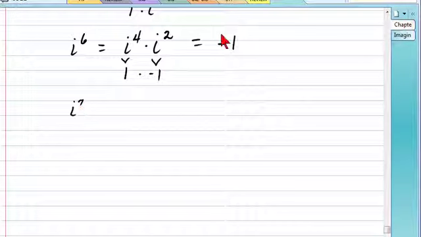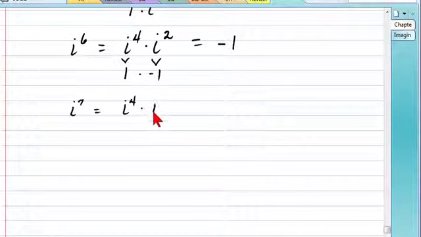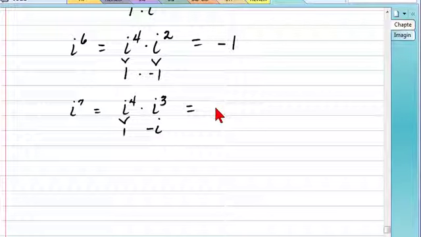Did I? No, it's just -1. Because I to the 4th is 1, and I squared is -1. I to the 7th. That's I to the 4th times I to the 3rd. I to the 4th is 1. I to the 3rd was -I. So that gives me -I.